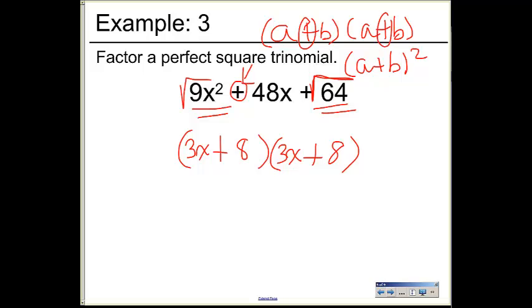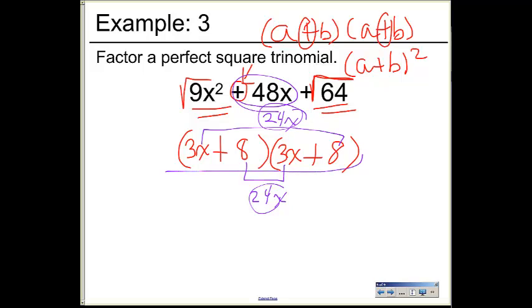And to once again check to make sure I did this right, multiply the middle numbers, that gives me 24x. If I multiply the outer numbers, that gives me 24x, and when I combine those together, you'll see it matches a positive 48x. So this right here is the factored form. 3x plus 8 times 3x plus 8.